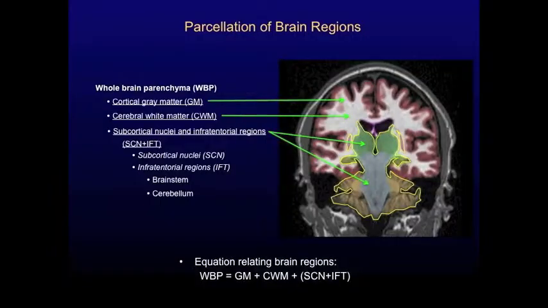And this graph here shows you what's left over, which are subcortical nuclei like thalamus and basal ganglia, hippocampus, amygdala, as well as infratentorial regions, which includes brainstem and cerebellum. So this combined region, which we abbreviate as SCN plus IFT, was our 4th brain region. And here's an equation showing you how they're related.